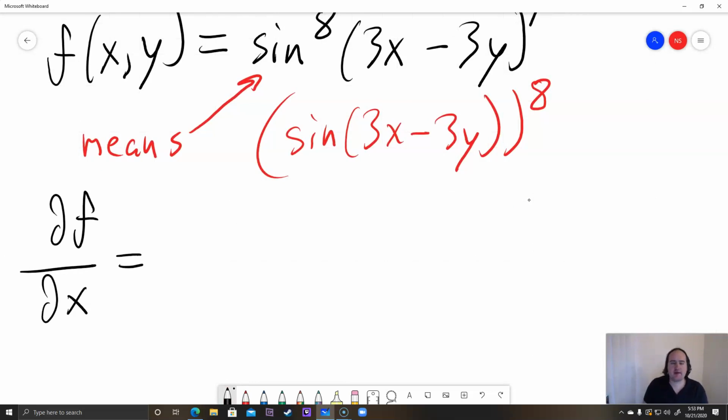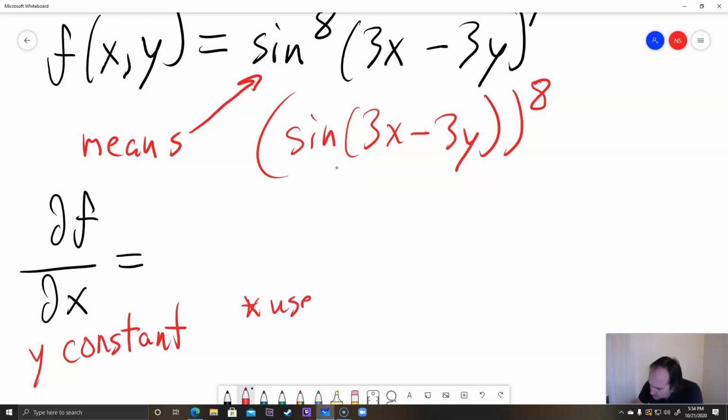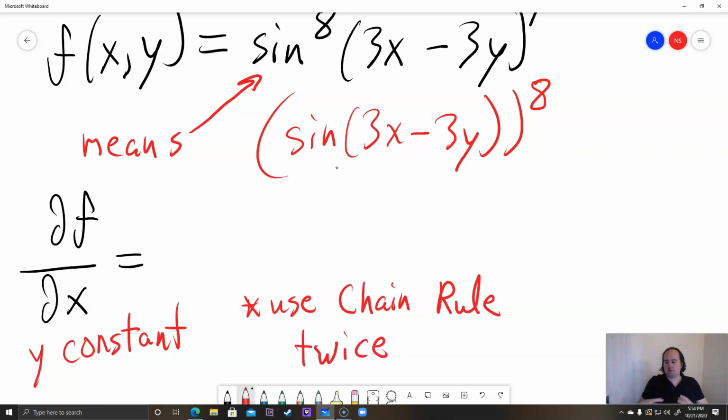For partial f, partial x, we're treating the other variable as a constant, so y is going to be a constant. And then we actually have two composite functions, so there's three functions in one. We're going to have to use the chain rule twice, and you work your way from the outside inward. That's why it's called the outer inner rule: you start on the outside, take the derivative, and work your way inward.